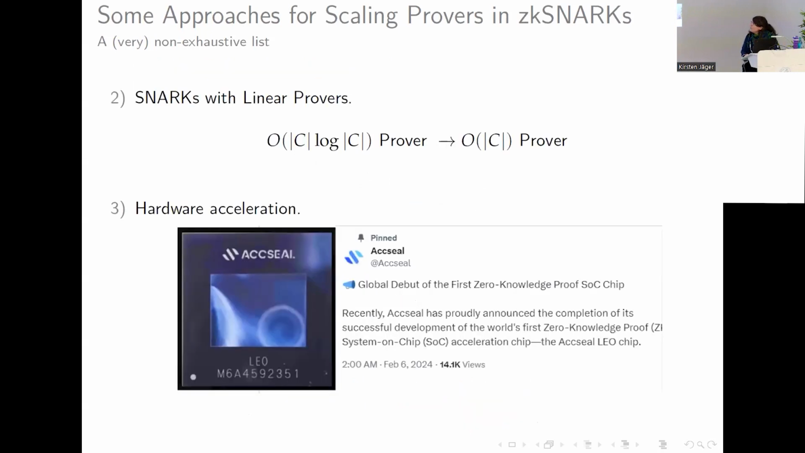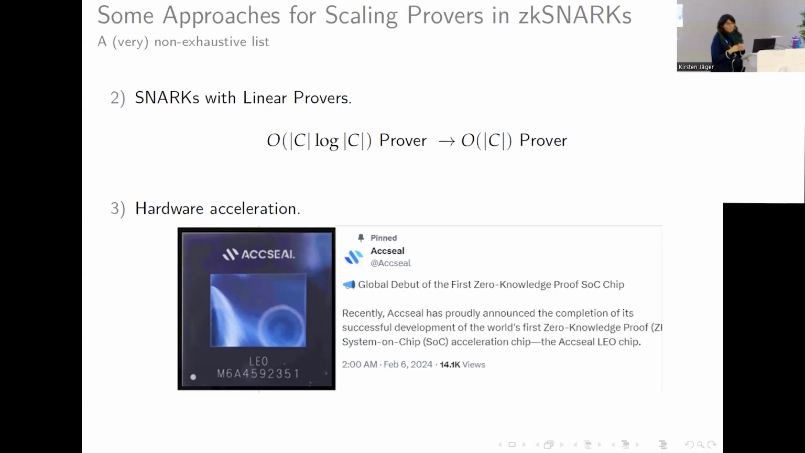Then there's a lot of effort too in building SNARKs with linear provers. These very efficient constructions like Groth16 are not linear in the size of the circuit, but quasi-linear. If the circuit is of size C, then the running time is of order C times log C. Why is that? Essentially, this is because there are Fourier transforms here, and the Fourier transform is what gives you this log C factor.